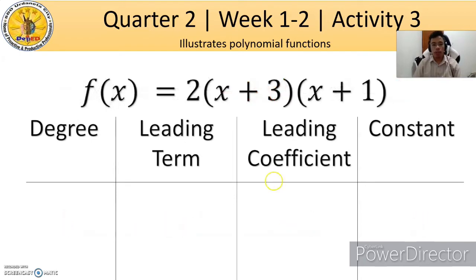For the next example, we have the function f(x) = 2 times the binomial (x + 3) times the binomial (x + 1). There is a more efficient way to determine the leading term, the degree, the leading coefficient, and the constant for this kind of polynomial function. But first, let us try the long one.